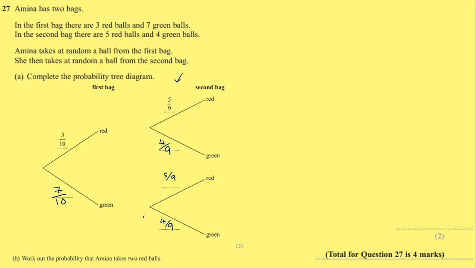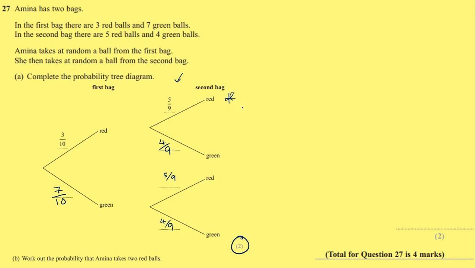It's nice and easy. Now that there, would you believe it, is worth 2 marks on the second to last question, which is lovely, isn't it? It's really nice because by this point it'd be quite difficult to be picking up marks. Now work out the probability that Amina takes 2 red balls. So she's going to take a red followed by a red.